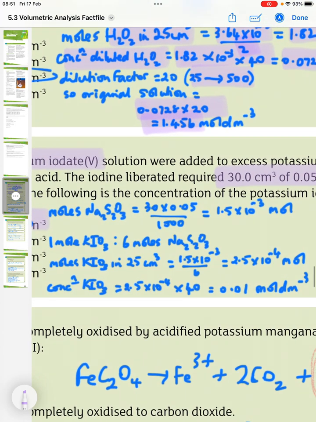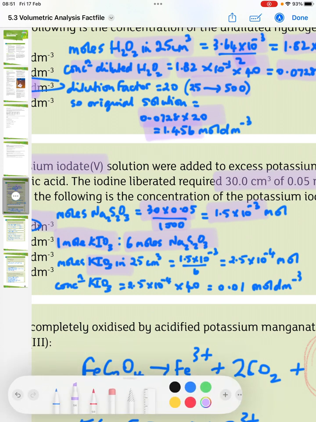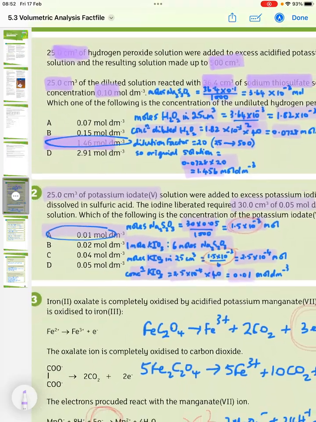Now, working that out, we take the information from the question. So we have 30 cubic centimetres of 0.05 thiosulfate. n equals mv over 1,000. So plug those in. We get 1.5 by 10 to the minus 3 moles. The ratio for this reaction is 1 mole of the iodate with 6 moles of the thiosulfate. Therefore, the number of moles of the iodate in 25 cubic centimetres is this number that we've worked out already, divided by 6, which gives us 2.5 by 10 to the minus 4 moles. So the concentration of the iodate, 2.5 by 10 to the minus 4 times 40 to get us up to 1 litre, which is 0.01 moles per litre, which is A.